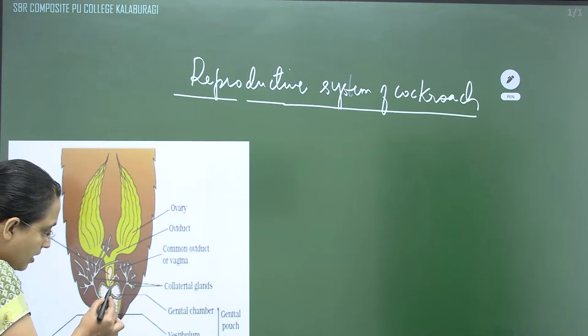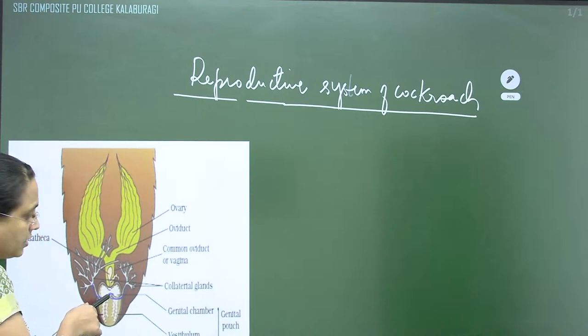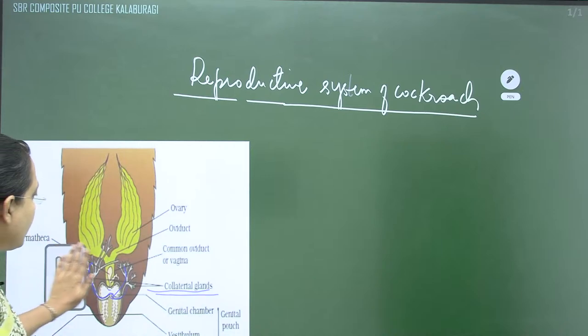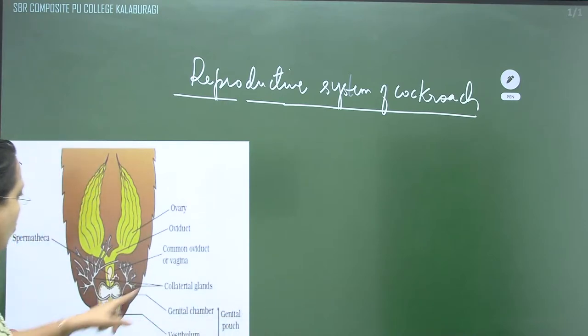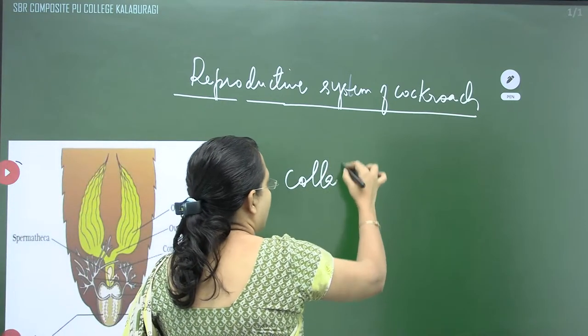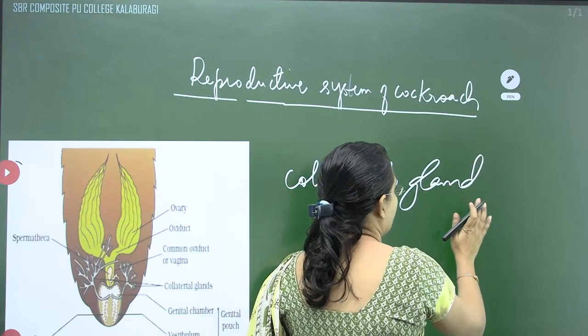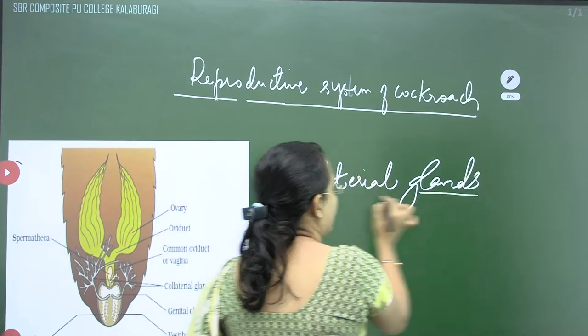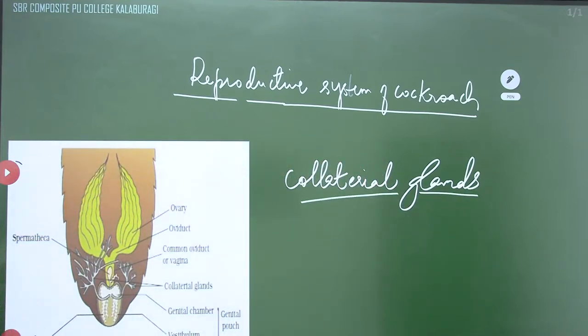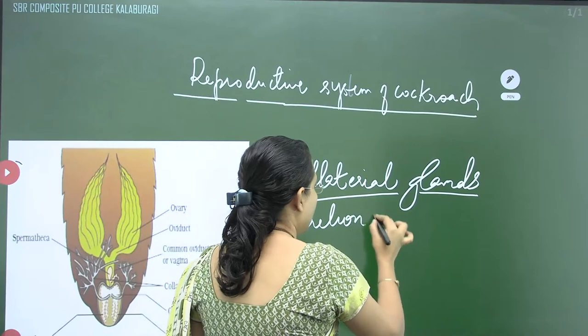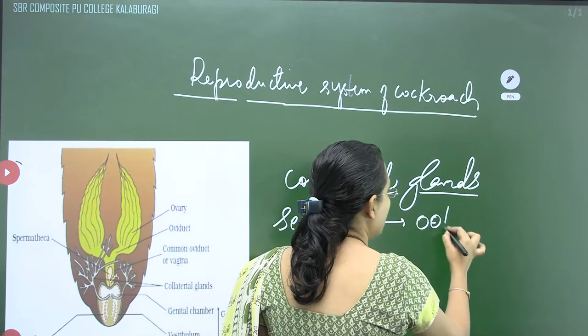What you can see is, this is the genital chamber. Above the genital chamber, there is an opening of two pairs of glands. These glands are called collateral glands. Collateral glands produce a secretion that is necessary for the formation of the ootheca. Their secretion helps in the formation of the ootheca.